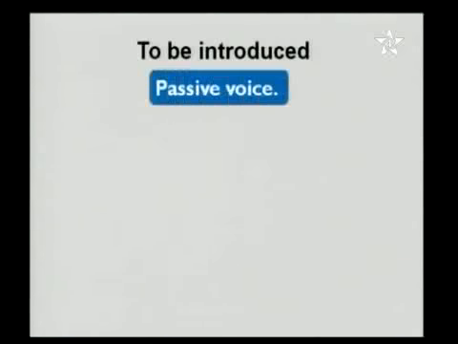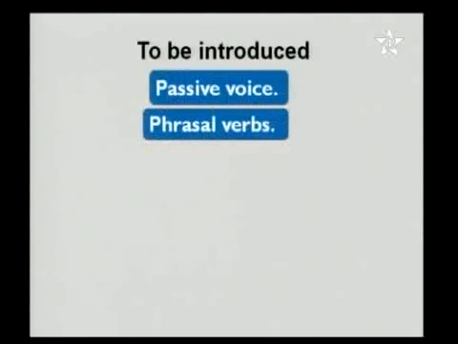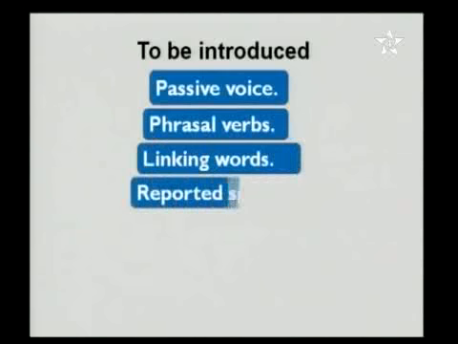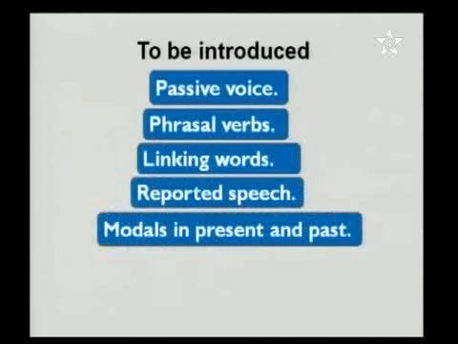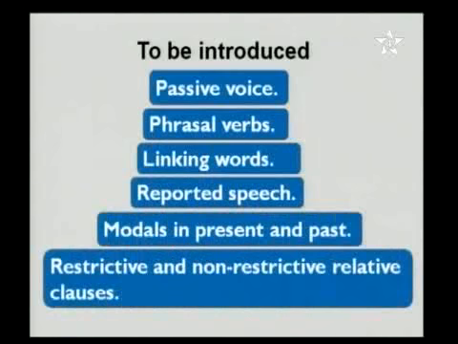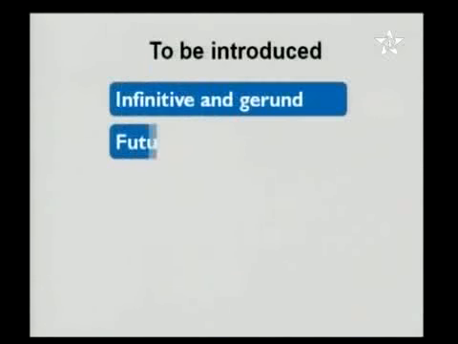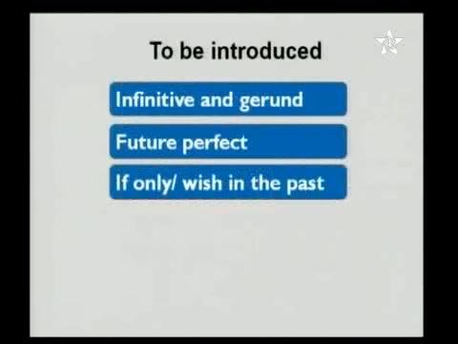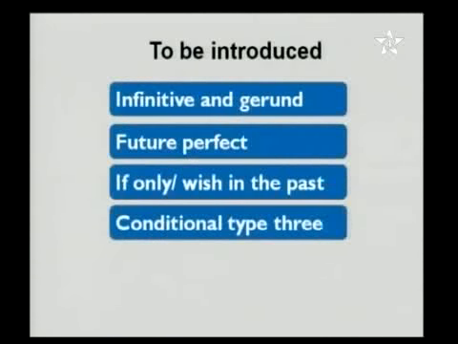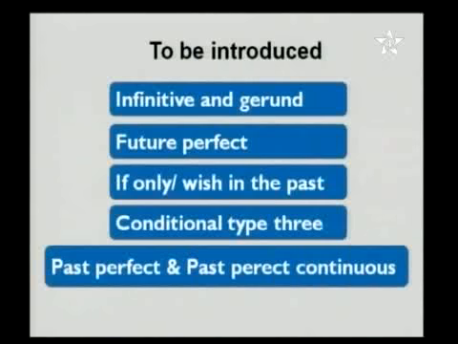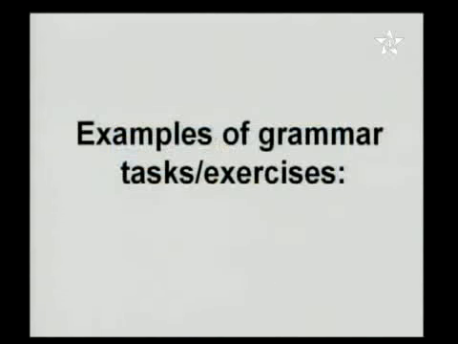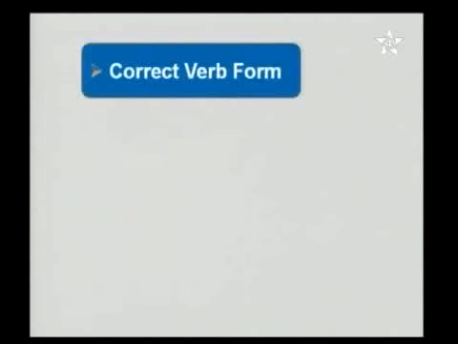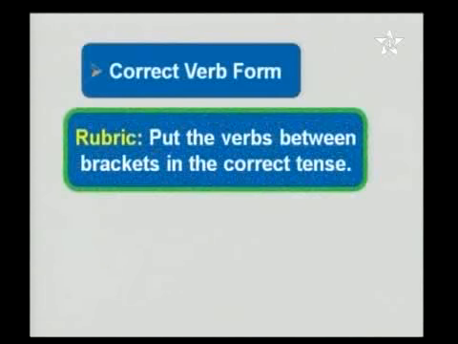Now, here's a list of structures to be introduced. Passive voice, phrasal verbs, linking words, reported speech, modals in present and past, restrictive and non-restrictive relative clauses. To be introduced, again, infinitive and gerund, future perfect, if only wish in the past, conditional type 3, past perfect and past perfect continuous.